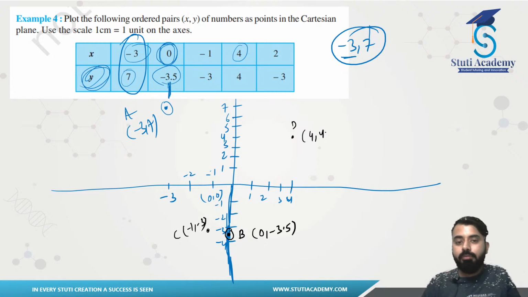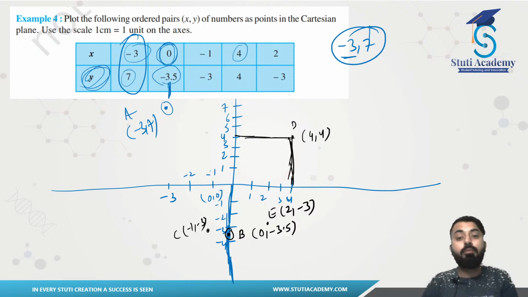This is 4, 4. And lastly 2, minus 3. 2 is here and minus 3 is here. Point will be intersecting somewhere here. This is the point E, which is 2, minus 3. So I hope you guys are able to plot them. If you are unable to, then just use the lines. Let them intersect each other at one point. That point will be the coordinate that you have to plot.